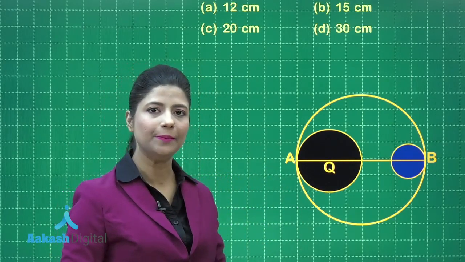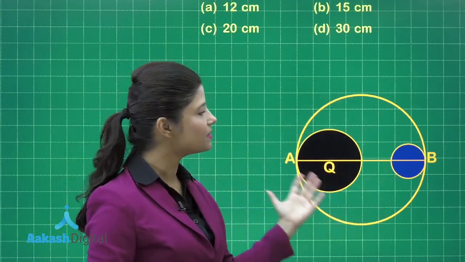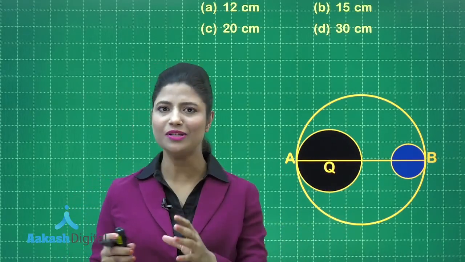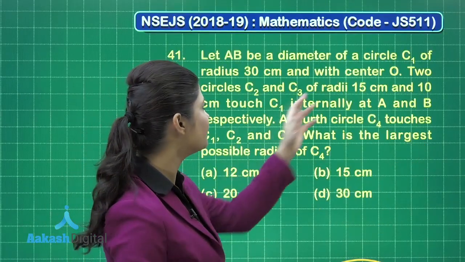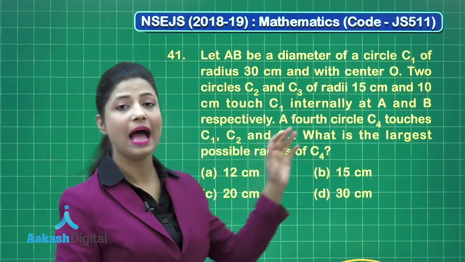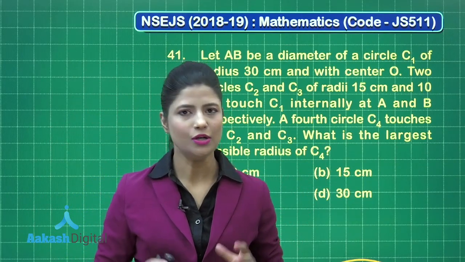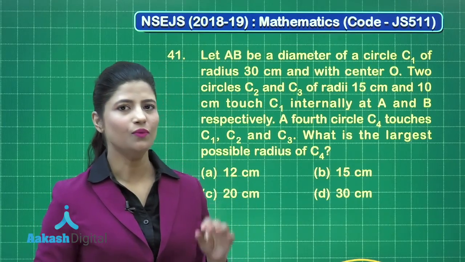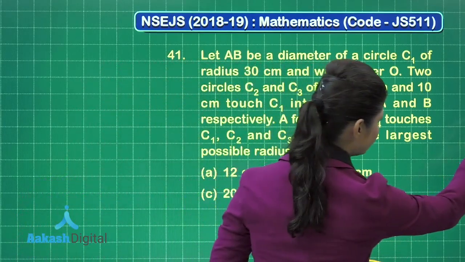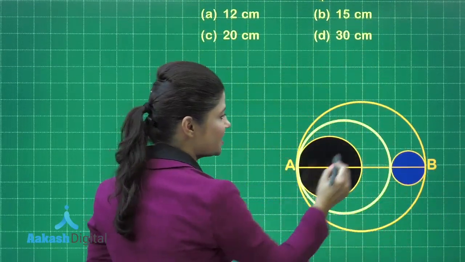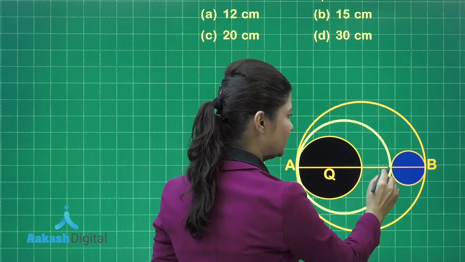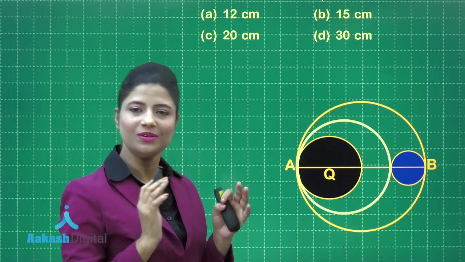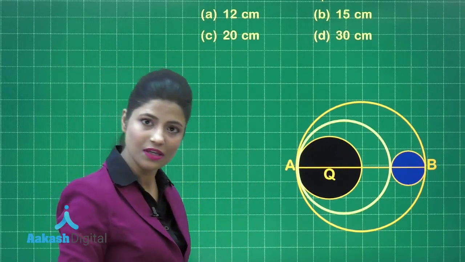So there may be a possibility that the fourth circle overlaps the largest circle C1 of the radius 30 cm. But as the names are provided in this question, we have the circles C1, C2, C3 and C4, four distinct names. That's why we cannot consider this case that the fourth circle is overlapping over C1. We need to think about something else. Here we can consider this case where this circle is touching the circle of the radius 10 cm externally and it is touching this circle internally at point A. So this condition is satisfying all the given conditions of the question.